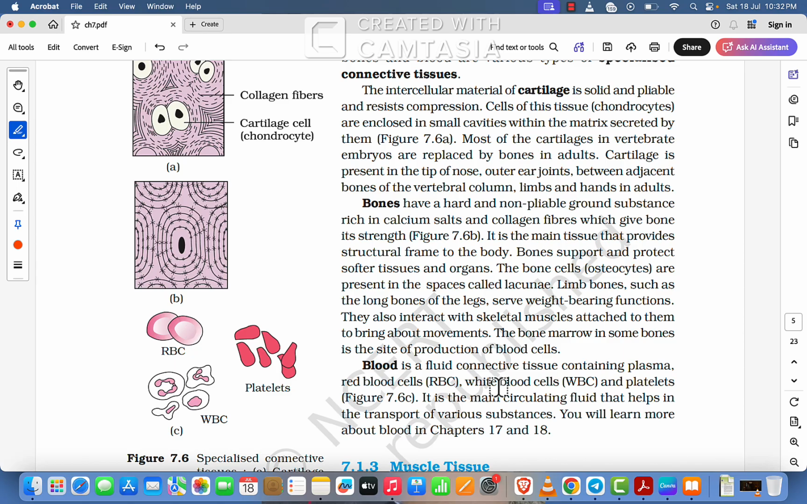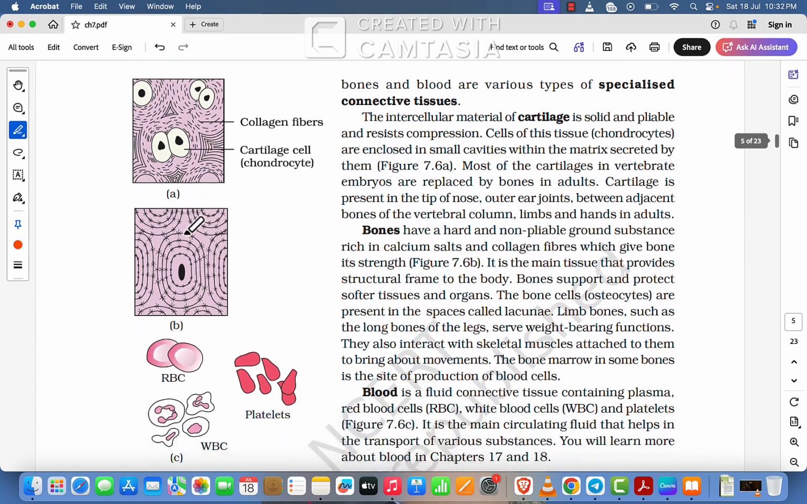It is the main tissue that provides structural framework to the body. Bones support and protect softer tissues and organs. The bone cells, osteocytes, are present in the spaces called lacunae. Limb bones, such as the long bones of the legs, serve a weight-bearing function. They also interact with skeletal muscles attached to them to bring about movement. The bone marrow in some bones is a site of production of blood cells.